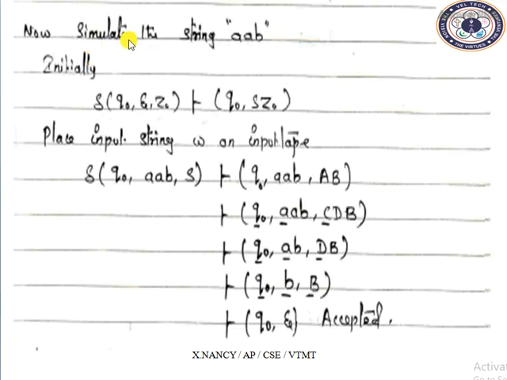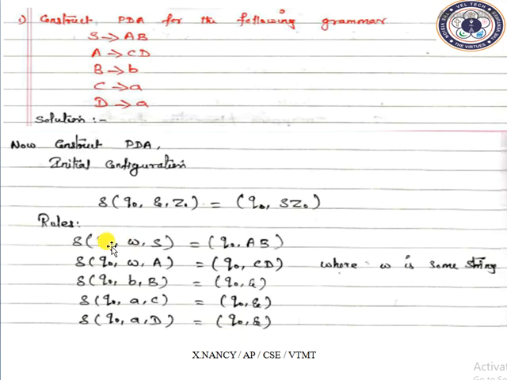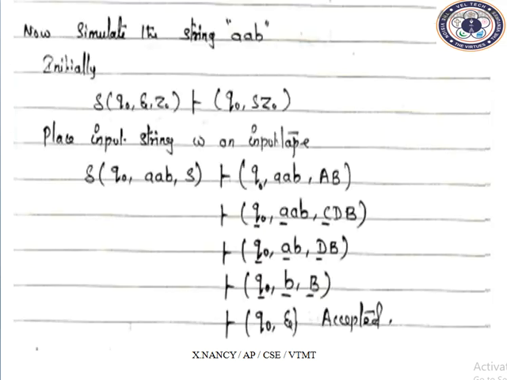Initially, for simulating the string aab, as I already said, the transition function on epsilon and Z0 leads to S Z0. We have already explained that. Now I place the input string W on the input tape. My input string is aab. So the transition from (Q0, aab, Z0) leads to (Q0, aab, S Z0). Now I need to check what the rules say. In my rules, if I consider δ(Q0, epsilon, S) produces (Q0, AB), then instead of S, I push AB.